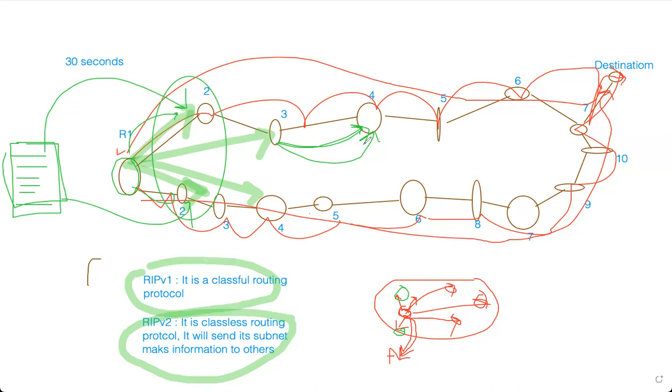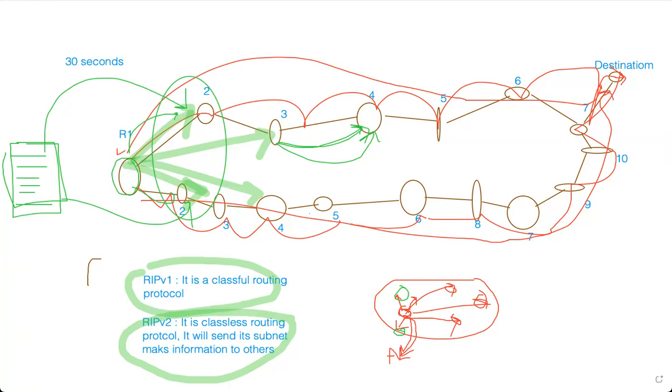Have you guys understood the term convergence? Do you know what convergence is? No idea about convergence? I think I'm using the term multiple times by now. I thought you guys knew about it, right?